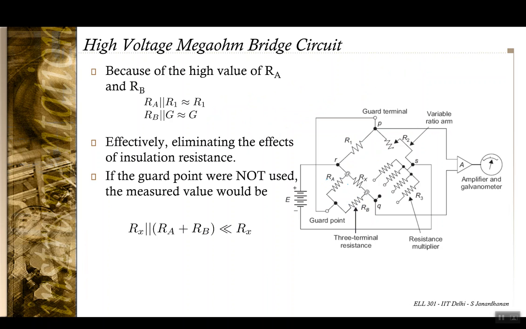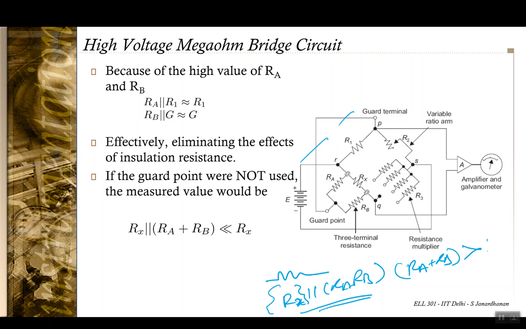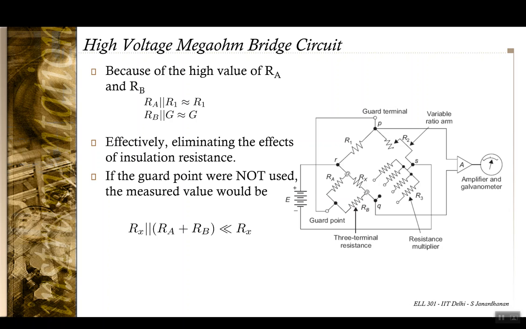However, if this guard terminal was not used, what you end up with is, instead of RX, you will be measuring RX parallel with RA plus RB. Though you may have RA plus RB greater than RX, this effect may cause a good change in the estimated or calculated value of RX. Okay, so this should be avoided. If the guard terminal was not used, the measured value will be much lesser than the actual value.